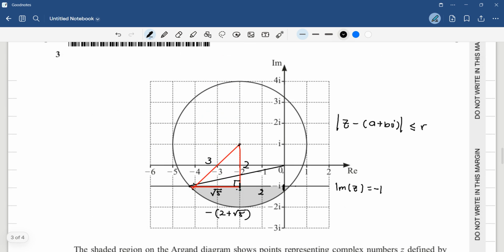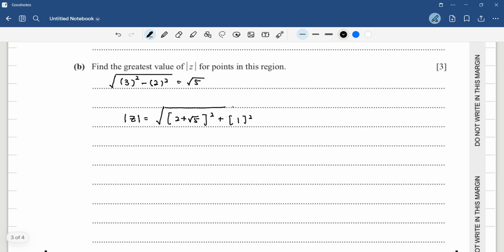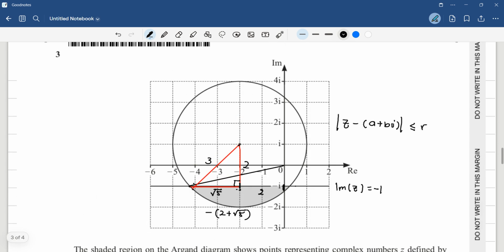Is it 1? Yeah, 1 square. Okay, therefore the modulus of z, the greatest distance, will be 4.35. The only challenging part here will be for you to find the distance from here all the way until here. So you must know the theory of the right angle triangle. You must be able to form a right angle triangle here to find the distance from this point to this point, and the total distance will be 2 plus sqrt 5. That's it.